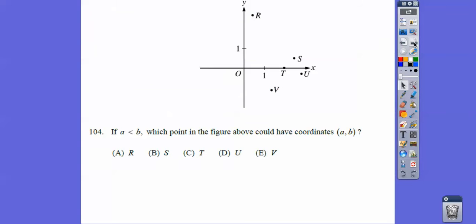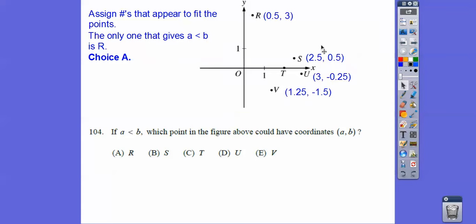All right, so here A is less than B. So what could be the coordinates A, B? So I assigned them real numbers, you guys. So numbers that look like they would fit. If that's 1, this looks like about 0.5, maybe 0.53. This looks like about 2.5.